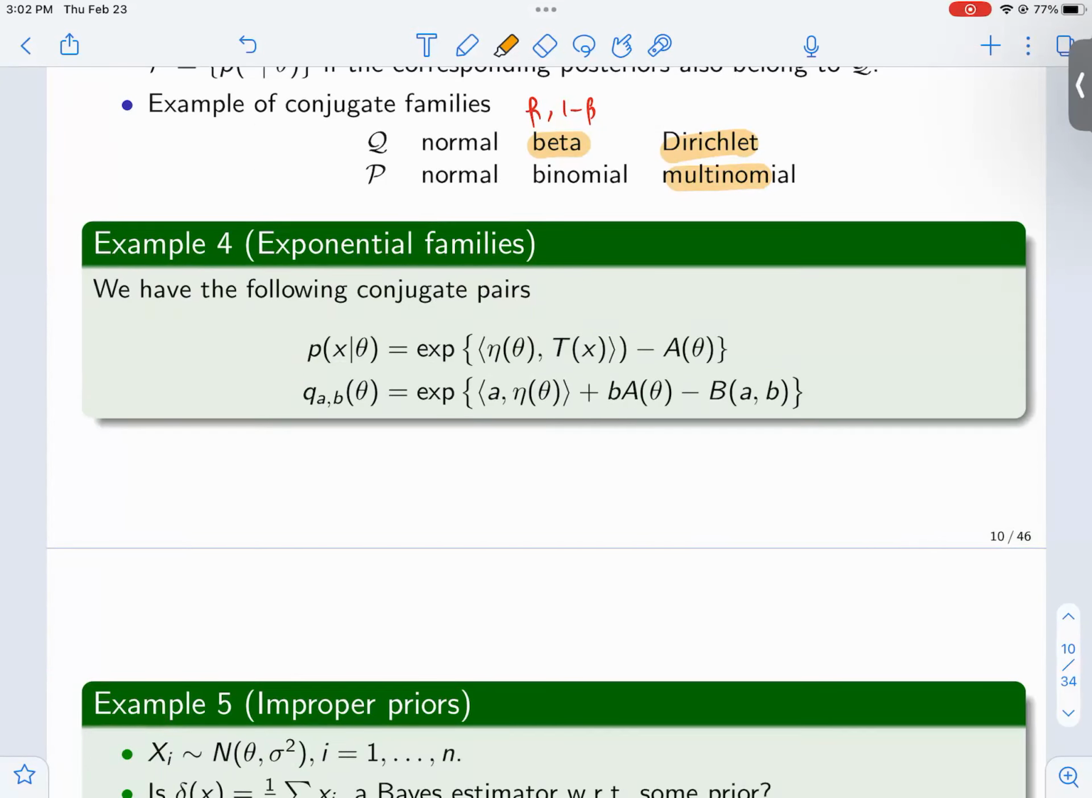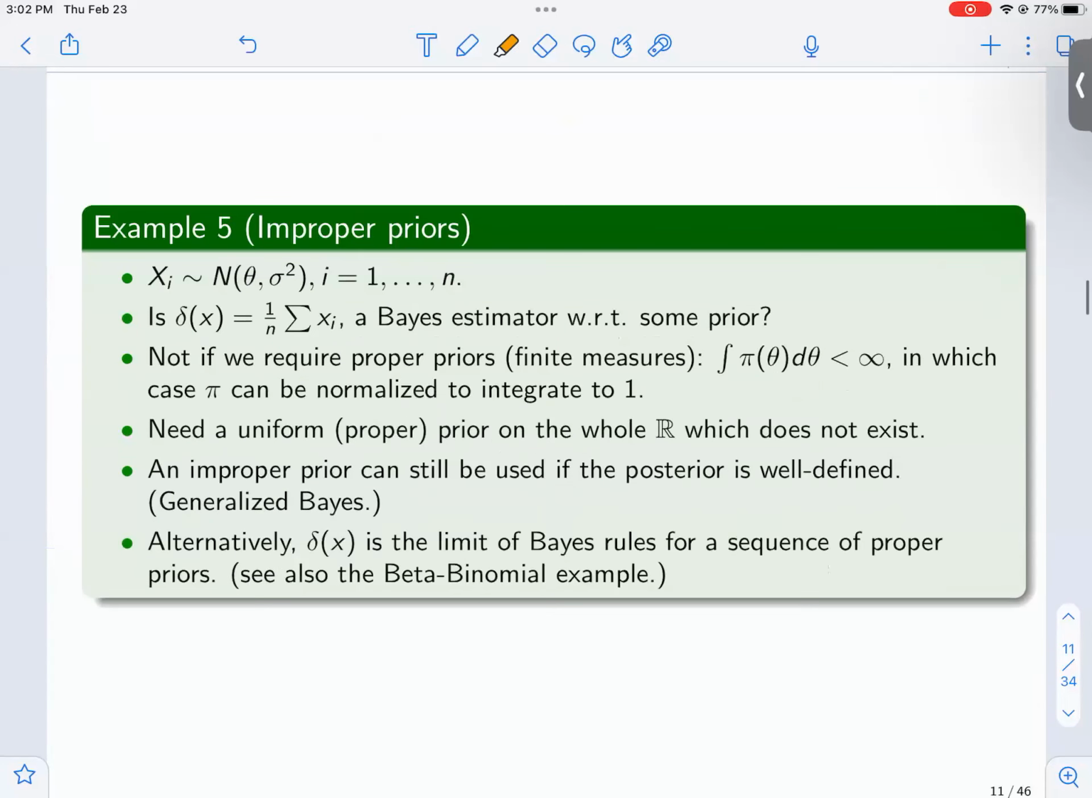So by looking at this form, you can come up with this. You can see that the product still remains within this family with A and B of beta. But let's just leave it at that. So there is some conjugate prior there, whether you want to use it or not, it's a different story. So this brings us to this idea of improper prior.